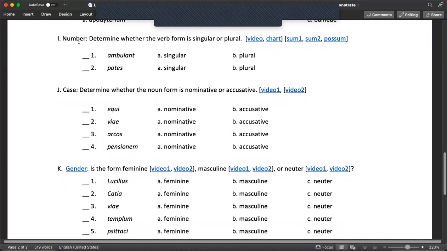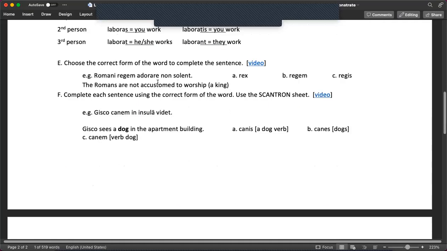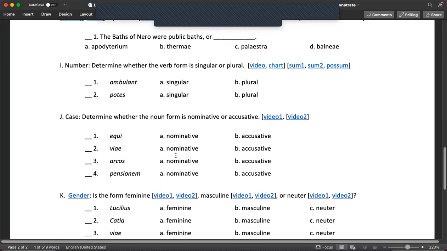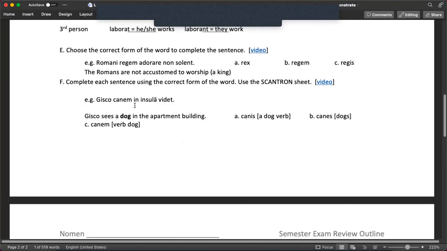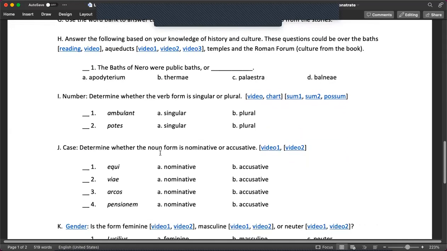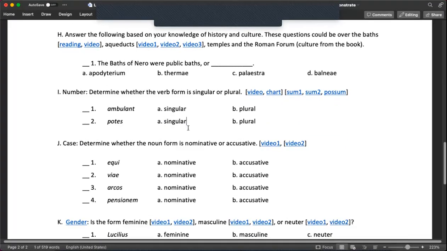In section I, determine whether the verb form is singular or plural. Very easy to do. Read the verb, find the ending, nt, and then just go back up to section D. I see the letters nt are in the plural column, so this answer is going to be plural. Okay, take a look at number 2, potes. I see the letter S on the end. And I'm going to go back up to section D. I see the letter S. I see that's in the singular column, so that's going to be singular. Could not be easier.